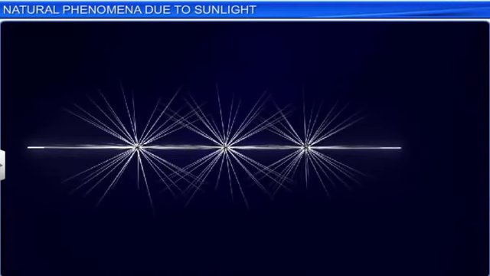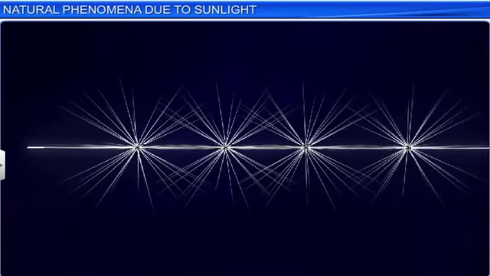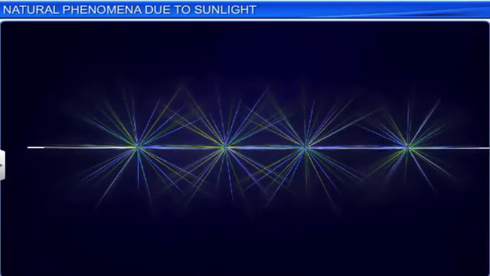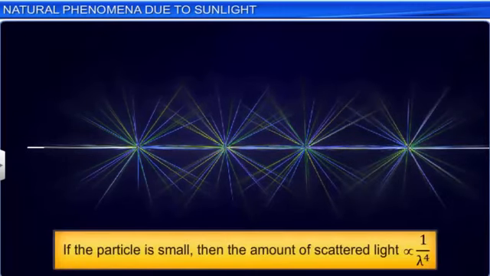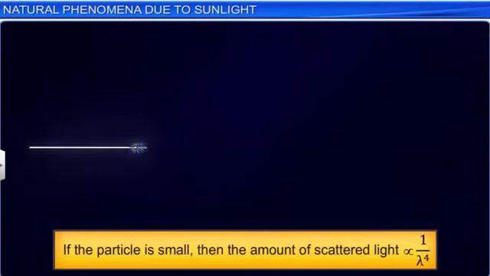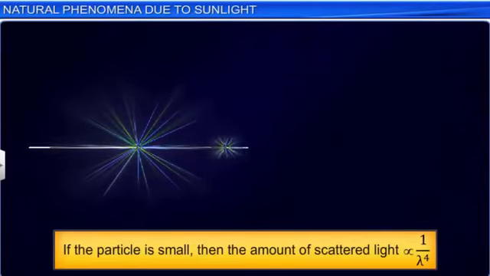If the size of the particle is of the order of the wavelength of the incident light, then the amount of light scattered is inversely proportional to the fourth power of the wavelength. This is known as Rayleigh scattering. When white light is incident on small particles, more of the shorter wavelengths like violet and blue get scattered. Very little of the red light gets scattered.